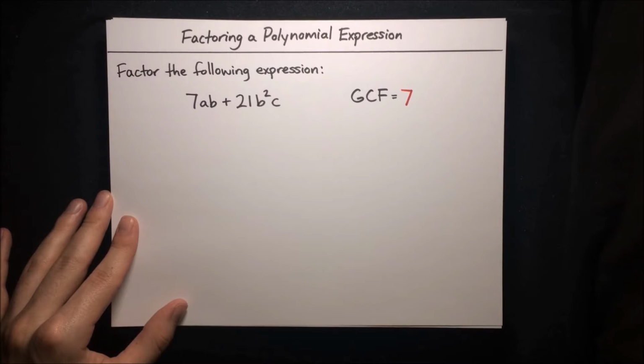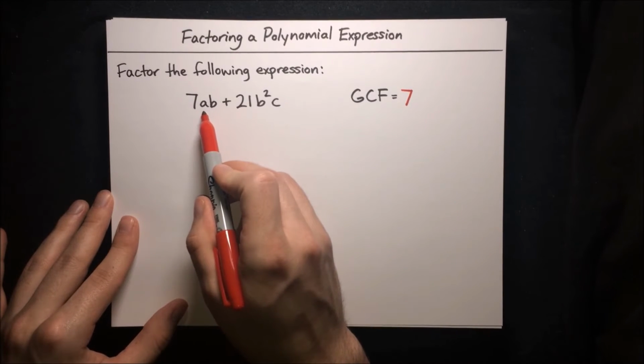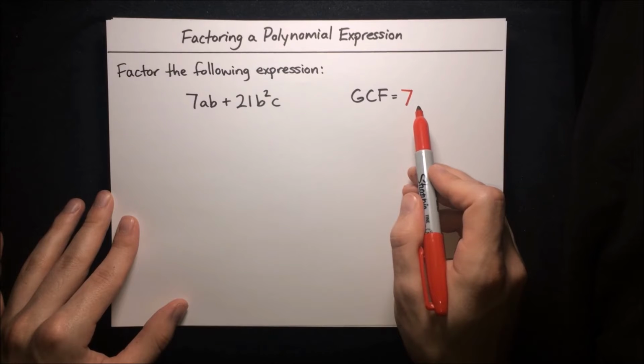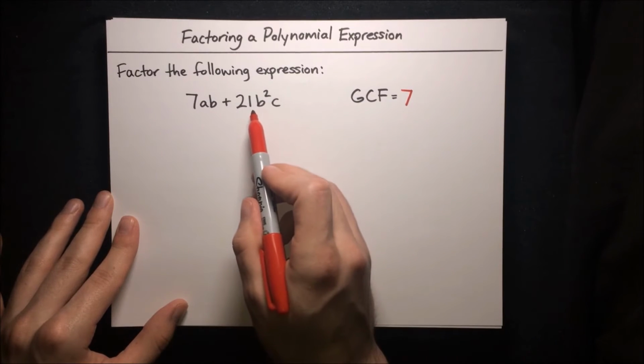But we're not done yet. We also have to look at each of the variables. There's an a in 7ab, but there isn't an a in 21b squared c. So the greatest common factor should not include an a, because there is no a in 21b squared c.